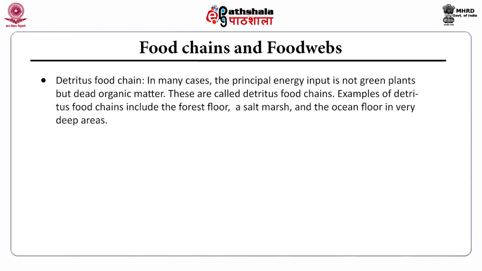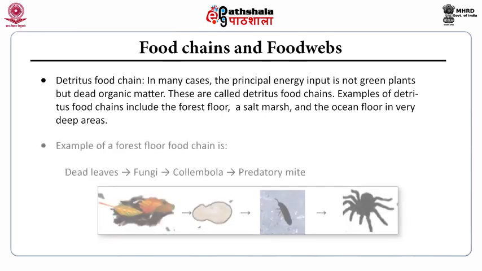Detritus food chain. In some cases, the principal energy input is not green plants but dead organic matter. These are called detritus food chains. Examples of detritus food chains include the forest floor, a salt marsh, and the ocean floor in very deep areas. A forest floor food chain could have links as shown in the diagram.